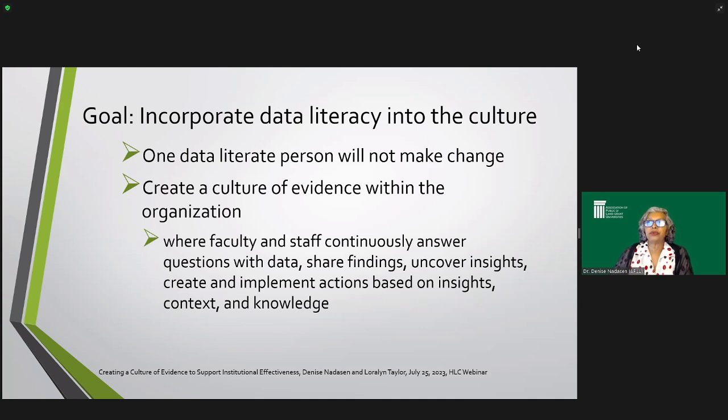But one data literate person is not enough to change the culture. A culture of evidence is where faculty and staff consistently answer questions with data, discovering insights, sharing findings, taking action, and seeing what the impact is. So how do we get there? We will identify components of an effective data culture and share with you strategies on how to address each of these components. The theoretical basis is change management, where we want to understand the issue, who's impacted, what's the context, explore some solutions, implement changes, and communication to stakeholders is really important, but also celebrating the successes and promoting data literacy.